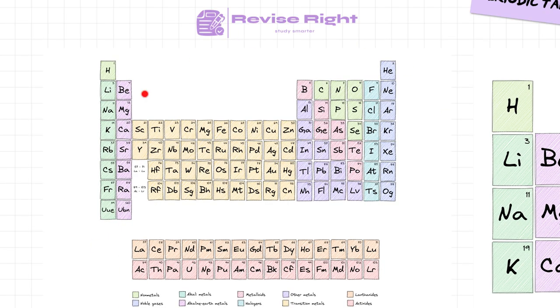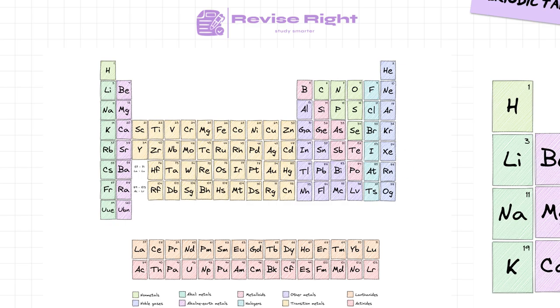So here we have a really nice diagram of a periodic table. Now, essentially what the periodic table shows us is all of the elements that are currently known to us. For example, we have hydrogen here, we have helium here, we have lithium, beryllium, boron, carbon, nitrogen, oxygen, and I could continue this for quite literally minutes.